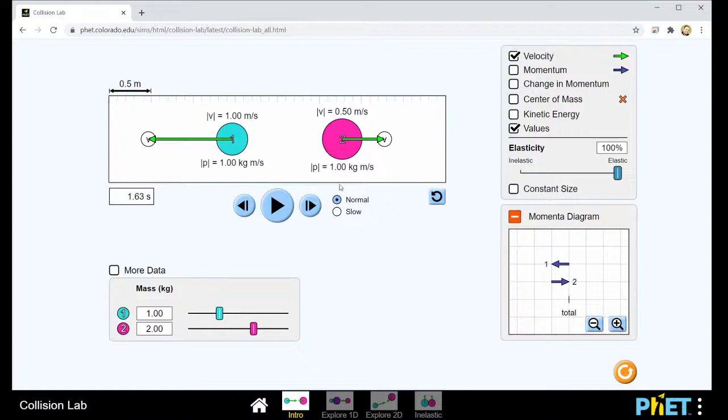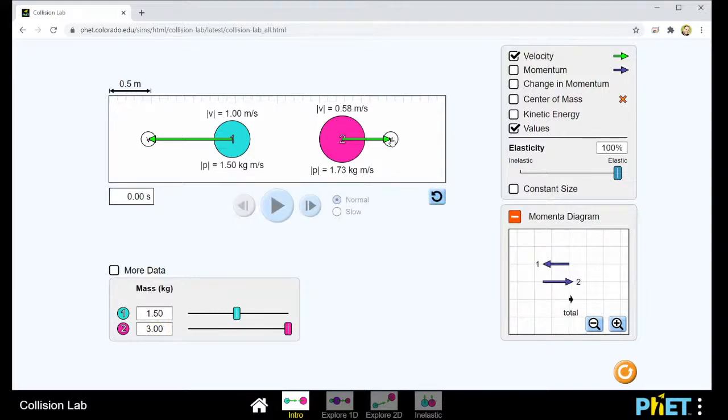And so here they both have, but let's change it so that it's not as perfect. Let's reset things. So here we have a situation. Try and make this 2. Not quite.